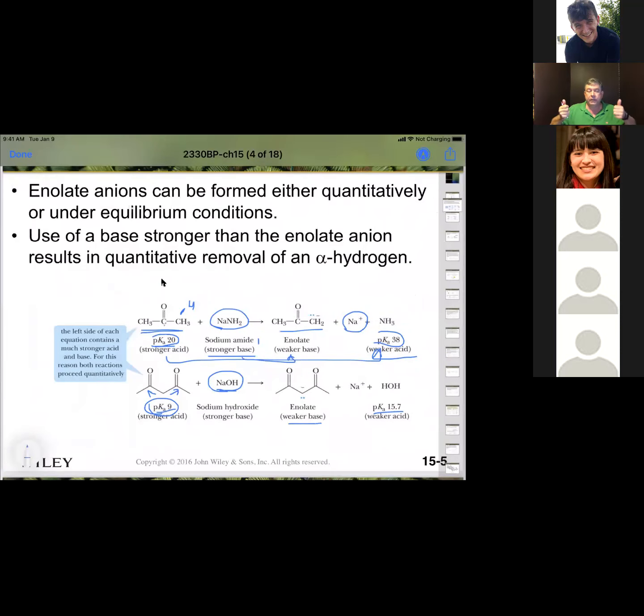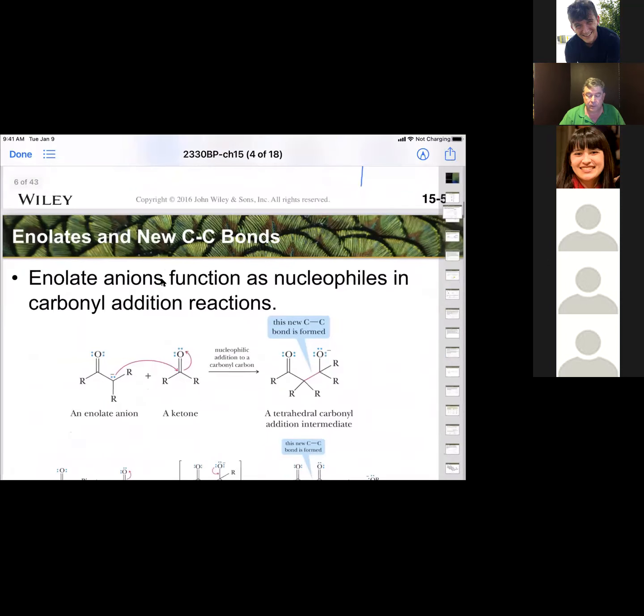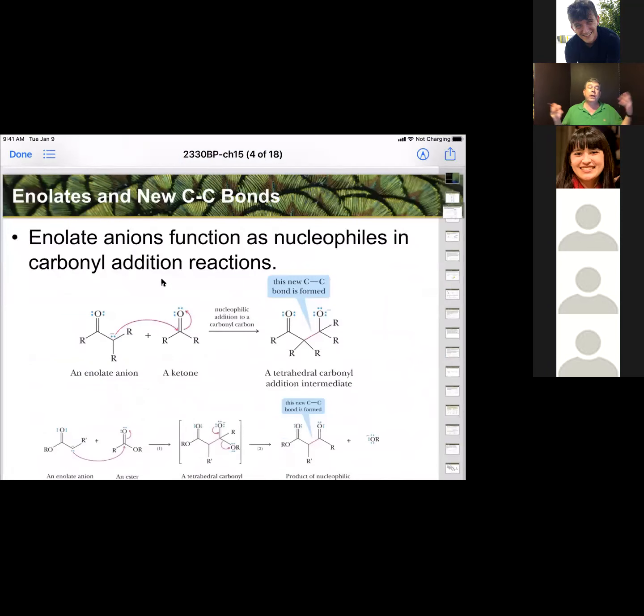Okay, are we convinced that alpha hydrogens are acidic now, and we can remove them with bases? But the base you choose has to be associated with the basicity of the thing. All right, so why do we care?